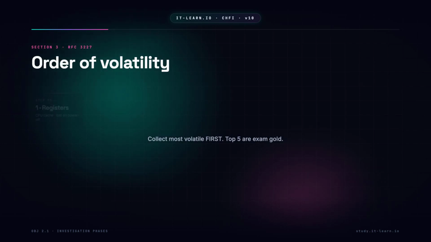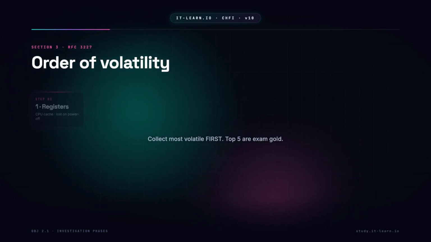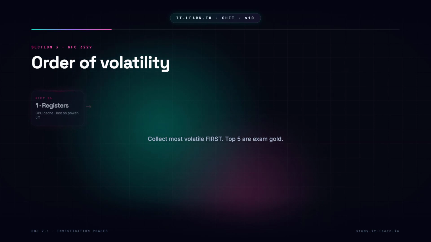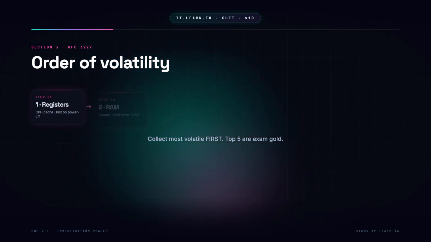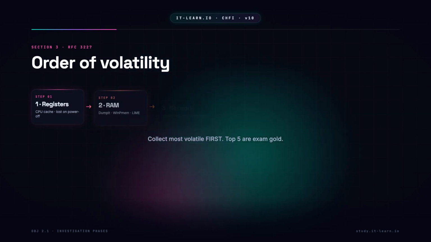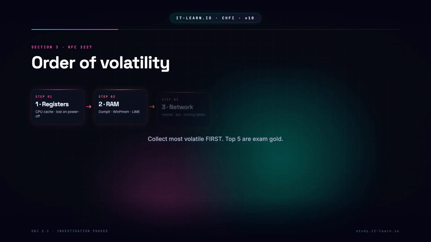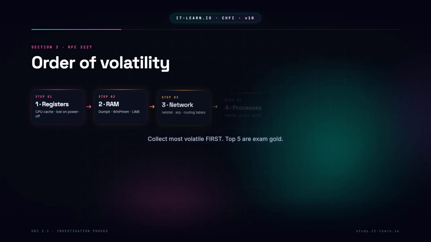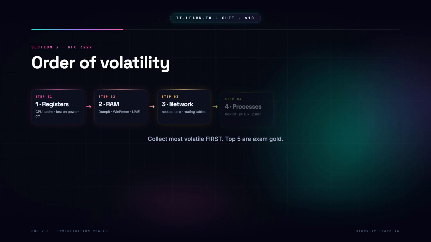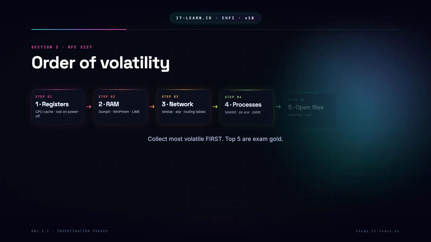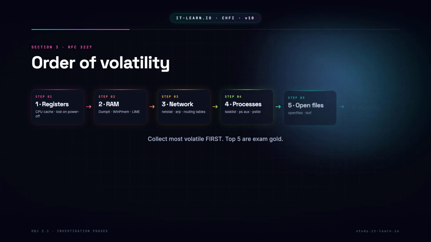Now the investigation phase opens with the single most tested concept in CHFI, the order of volatility. RFC 3227: collect from most volatile to least. First, CPU registers and cache. Lost the instant power drops, rarely captured. Second, RAM, system memory, lost on power off. Use DumpIt, WinPmem, LiME, Magnet RAM Capture. Third, network state: connections, routing tables, ARP cache, changes constantly.